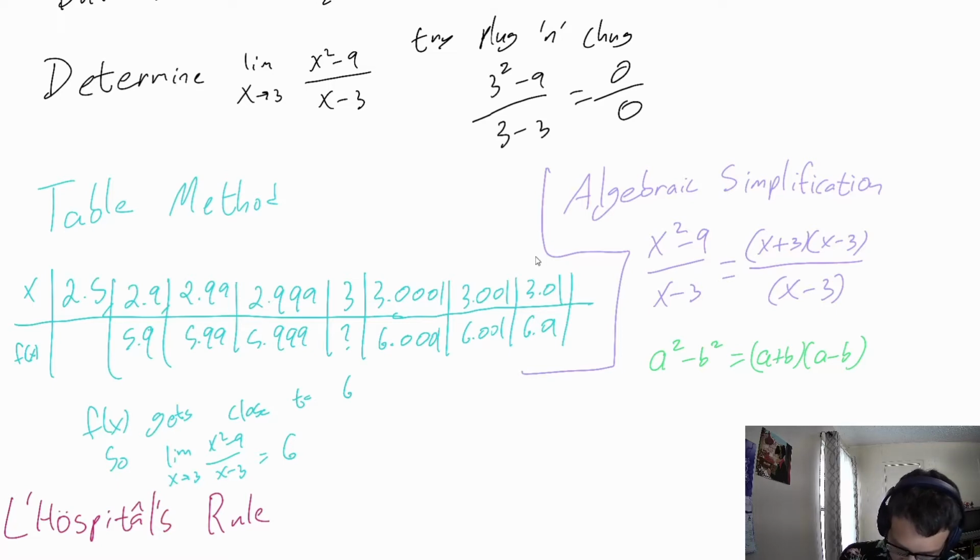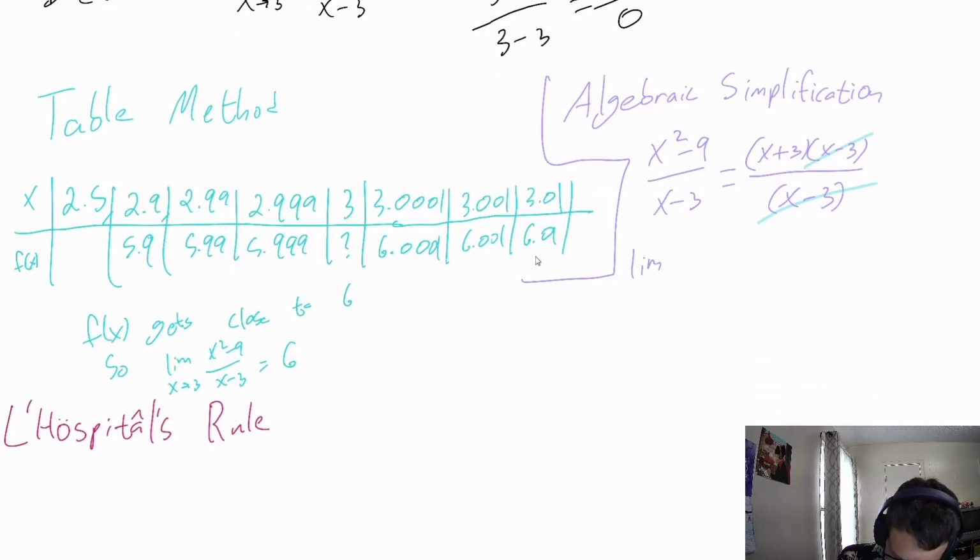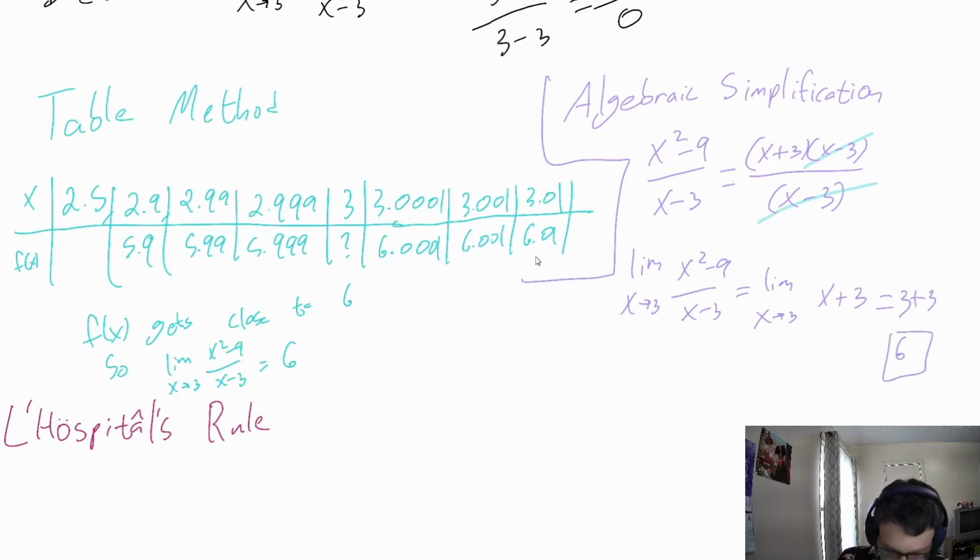So that's how we got this simplification up here. But from here, we can cancel out the x minus 3 on top and the x minus 3 on bottom. Let me change colors back to what I'm working with. And so this gives us that the limit as x approaches 3 of x squared minus 9 over x minus 3 is the same as the limit as x approaches 3 of x plus 3. And that one we can clearly plug in because we don't break anything. We get 3 plus 3, which is 6. Okay, so that's algebraic simplification.